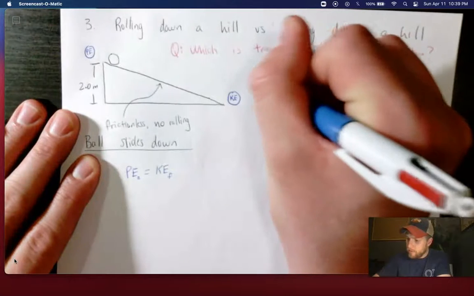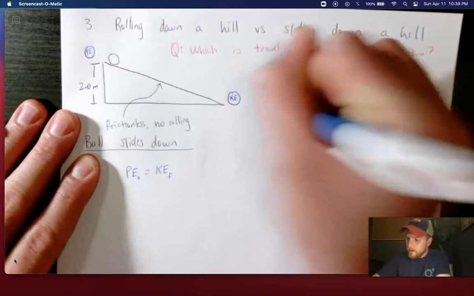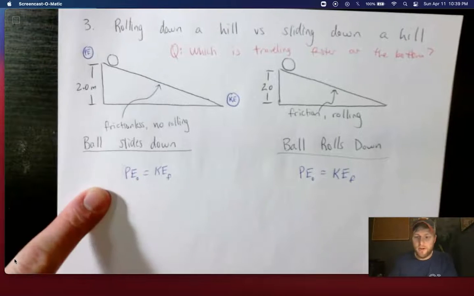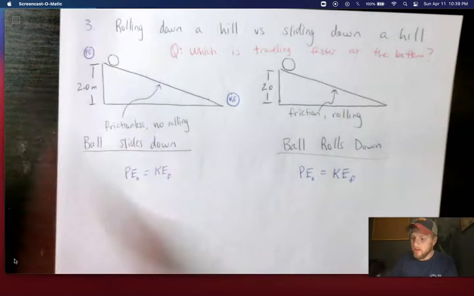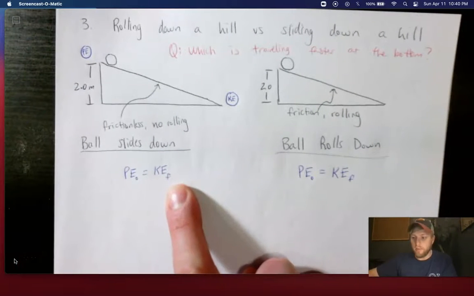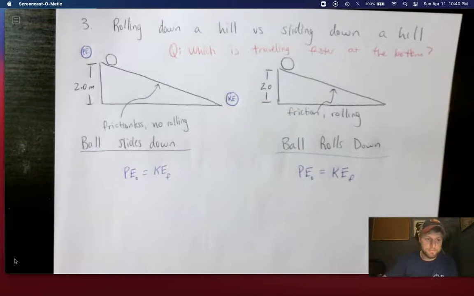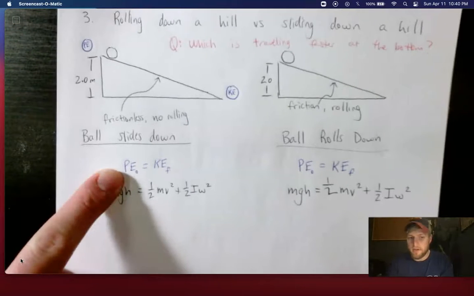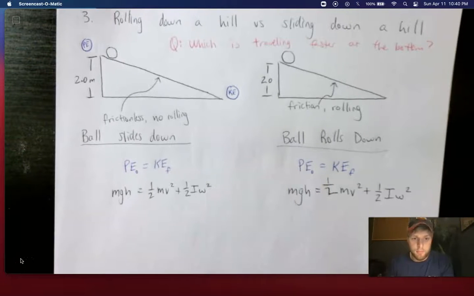And it's going to be true for both of them. Now, I've set this up so it's going to be the same basic setup. We've got potential energy at the start because the ball's at the top of the hill. And at the bottom, it's going to be all transformed into kinetic energy. So far, it's exactly the same. mgh is the potential energy on both.